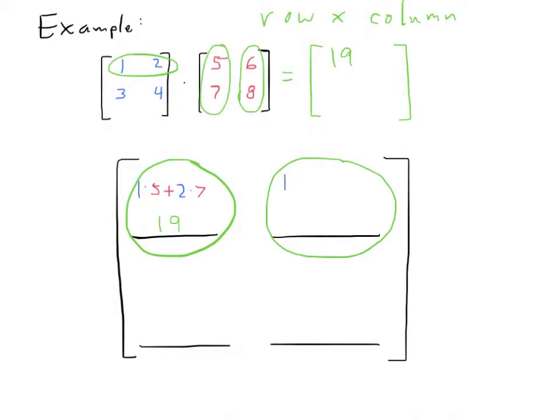So this should be 1 times 6 plus 2 times 8. Again, the first number matches up with the first number, the second number matches up with the second number, so you've got 1 and 6, 2 and 8. If I multiply that out, that's 6 plus 16, that's 22. So 22 ends up being the number that I have in the first row, second column.